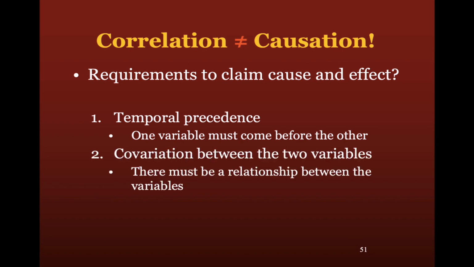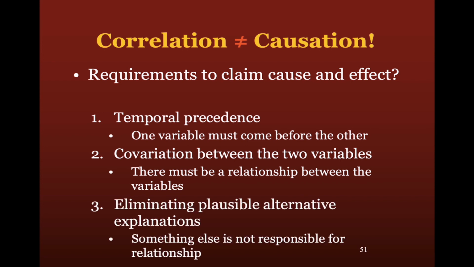There has to be a relationship between the two variables, right? And the correlation tells us that there's a relationship between the variables. So we know that ice cream and murder rates are correlated, so we meet that criteria. But then we also have to eliminate plausible alternative explanations, right? There could be some explanation that could account for this relationship. So a correlation accounts for this second criterion for making a causal claim, but it doesn't account for the first or the third.